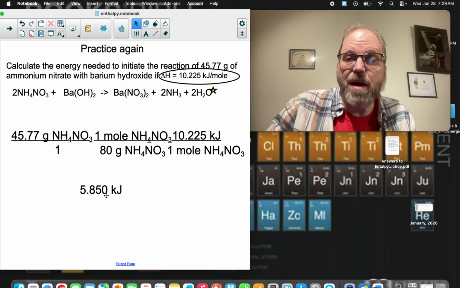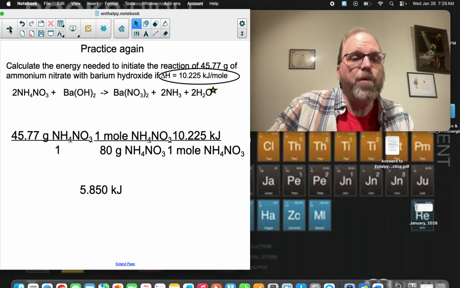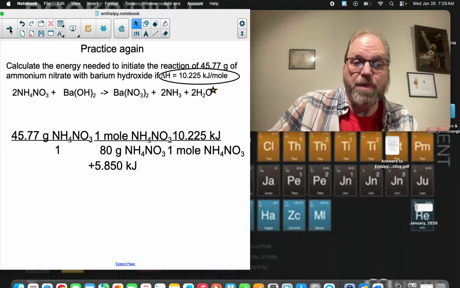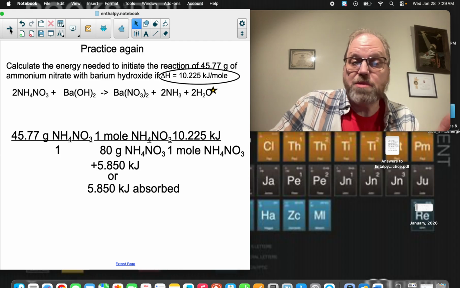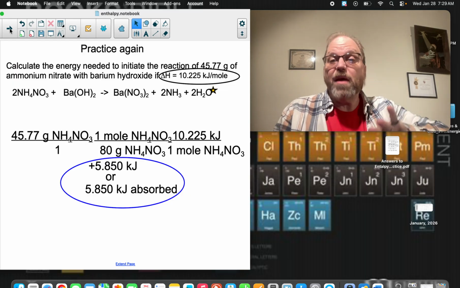Remember for sig figs, I have 4 sig figs here, 4 sig figs here. That zero after the decimal, after a number, is showing exactness, so it has to be there. We could also say that it's positive, which means it's endothermic, or it's absorbing energy. Either of those is correct. Those are our answers.